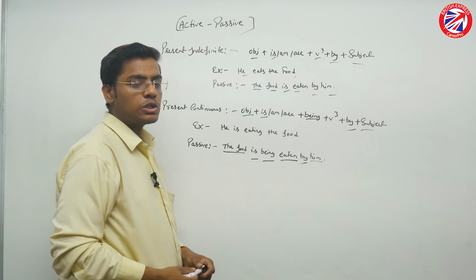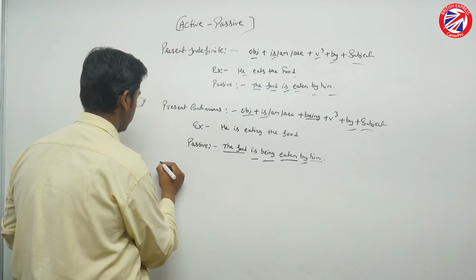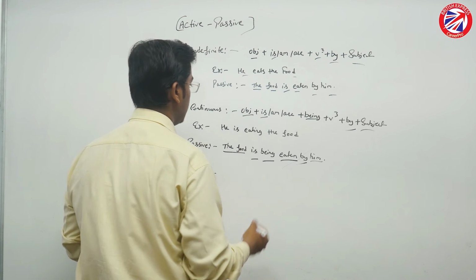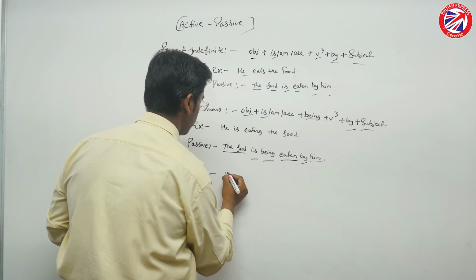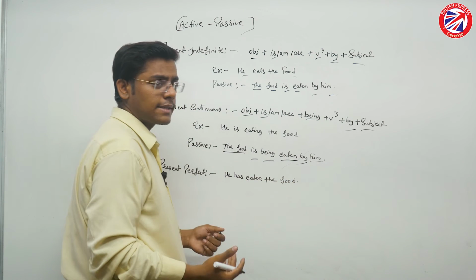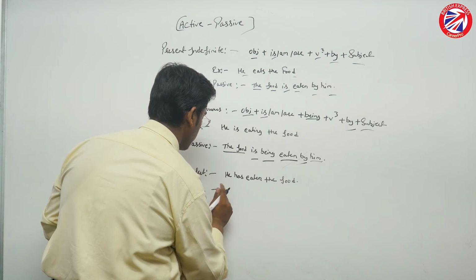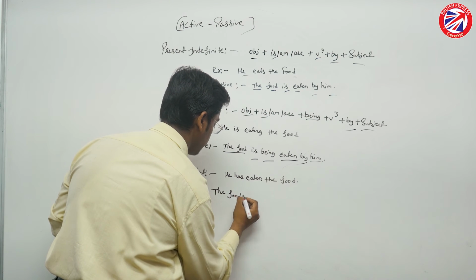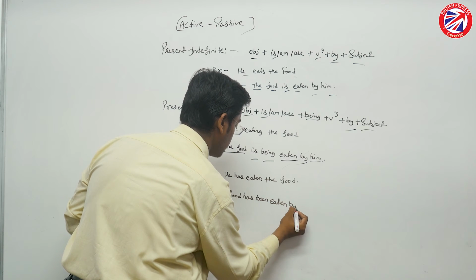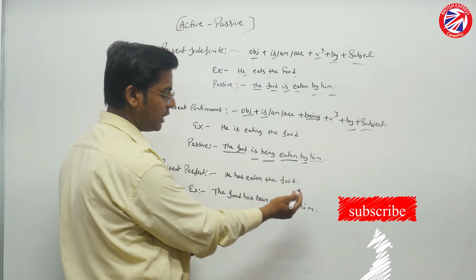Now let me teach you the rule of present perfect. Let's take the same example. Now let's convert it into the passive one. Here you can see the food has been eaten by him.